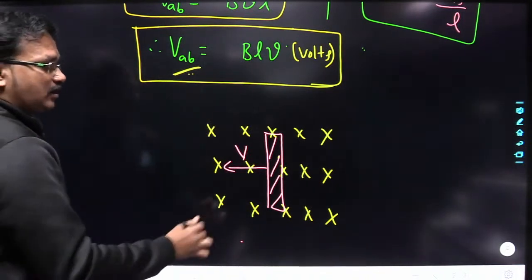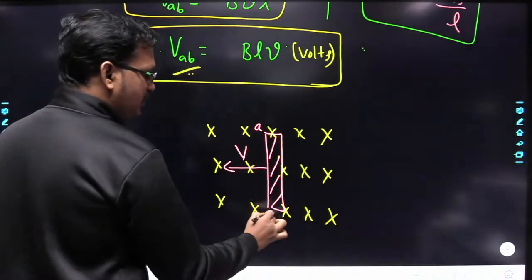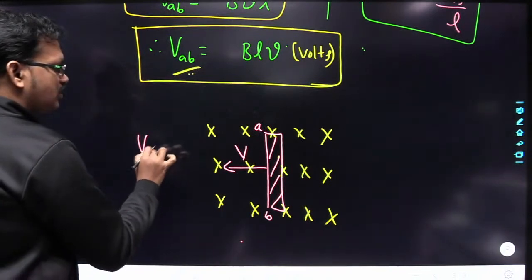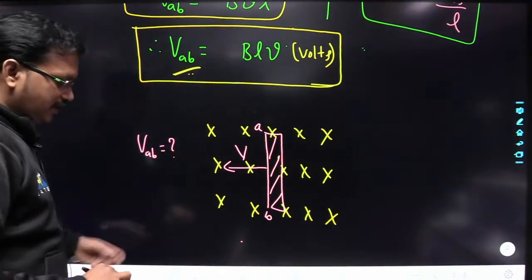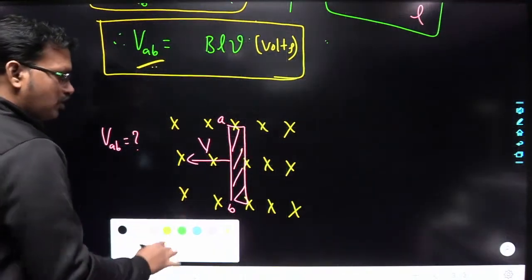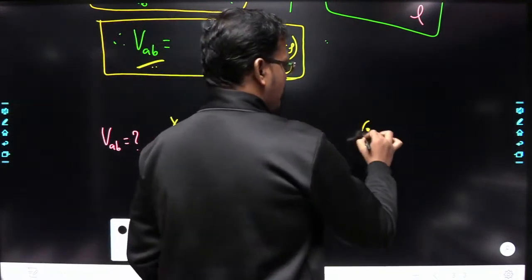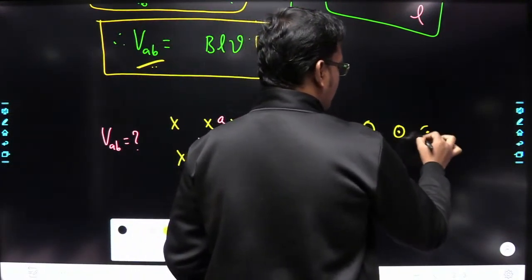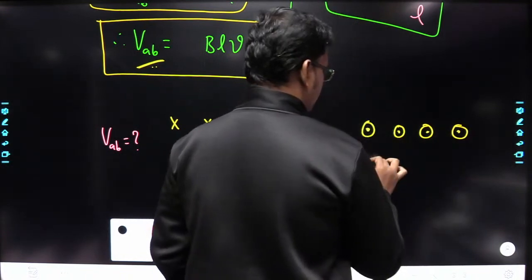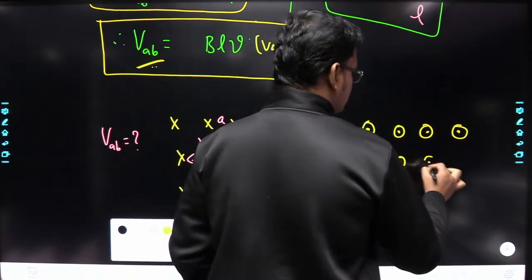And try to get the expression for VAB. Right. Next, what you will do here is, let us consider the magnetic field, the B field. You can take the B field out of the page.